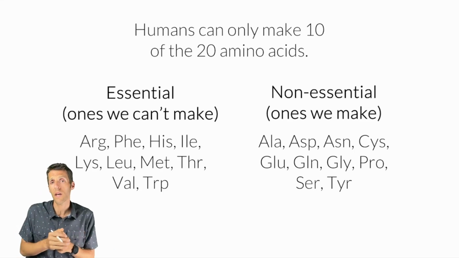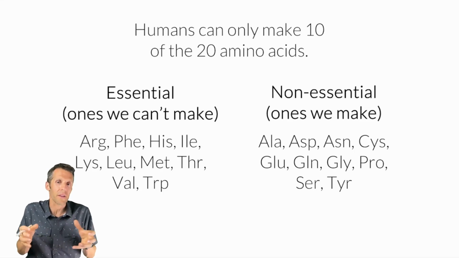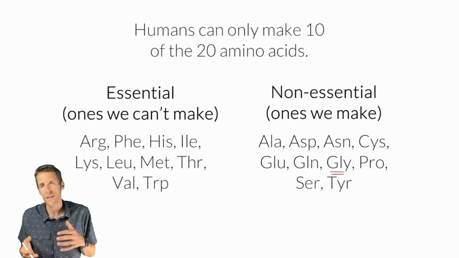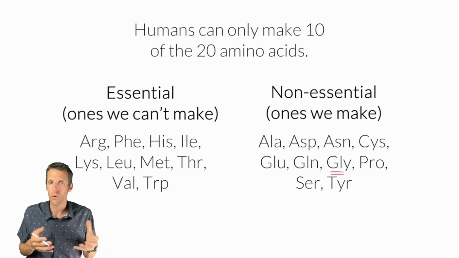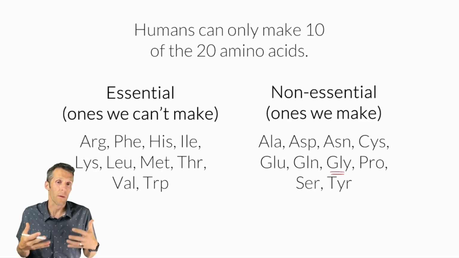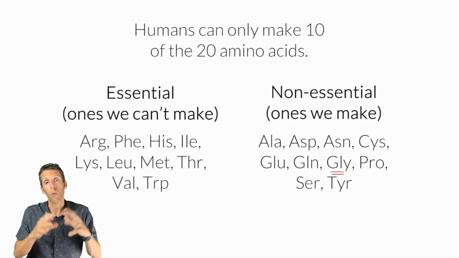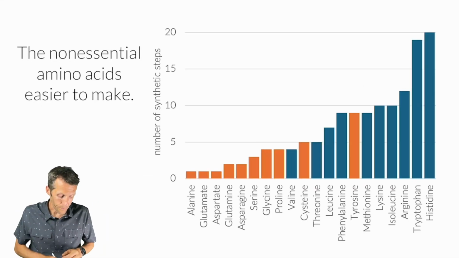As a really quick aside, there's actually this sort of middle category too. For example, the amino acid glycine is non-essential, but some people consider it sort of essential or quasi-essential because it's difficult for our metabolic pathways to keep up with it. So, in general, we want to have more from our diet than we would be able to make ourselves. So, okay, but we can only make 10 of the 20.